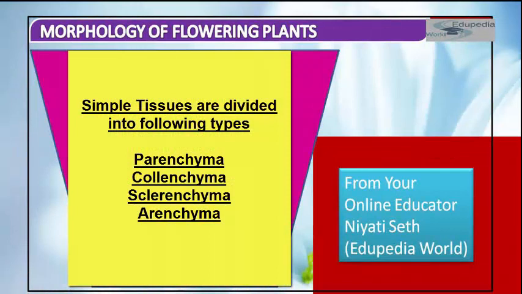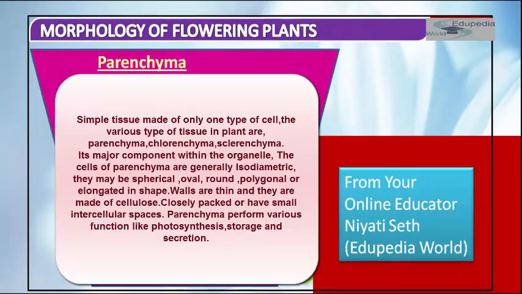Now, simple tissues are parenchyma, collenchyma and sclerenchyma. So the first simple tissue is parenchyma. It is a simple tissue which is made of only one type of cell. The various simple tissues in plants are parenchyma, collenchyma and sclerenchyma. The parenchyma forms the major component within the organ. The cells of the parenchyma are generally isodiametric. They may be spherical, oval, round, polygonal or elongated in shape.